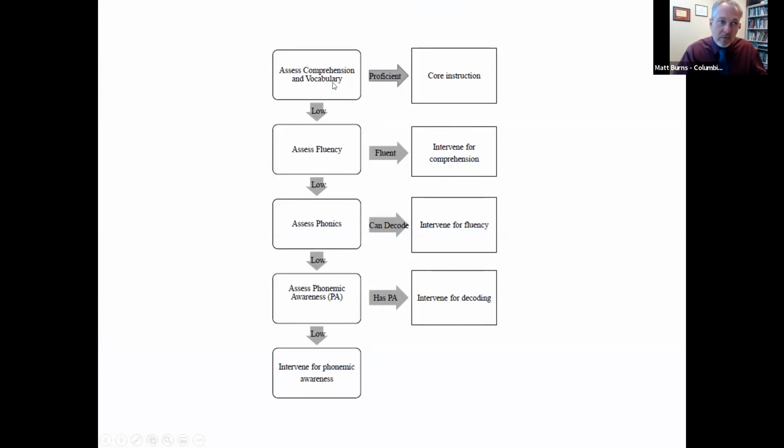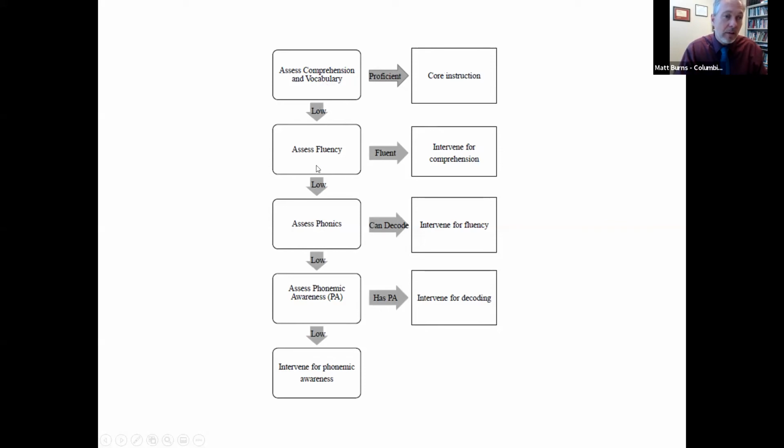You assess comprehension and vocabulary first. Well, that's not true. Don't hear me say that. This flow chart looks that way, but you might start with decoding. This is sort of all of them put together. You assess comprehension and vocabulary. Are they proficient? Then do core instruction.